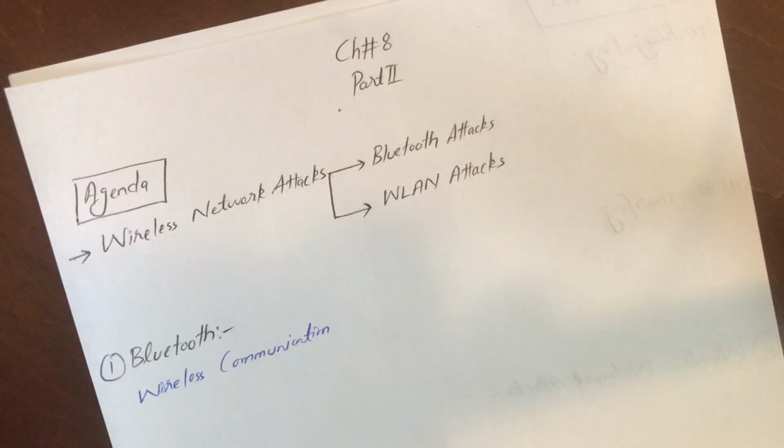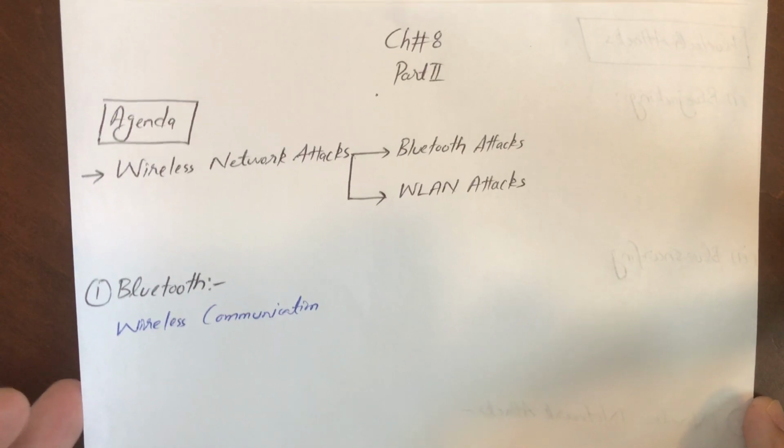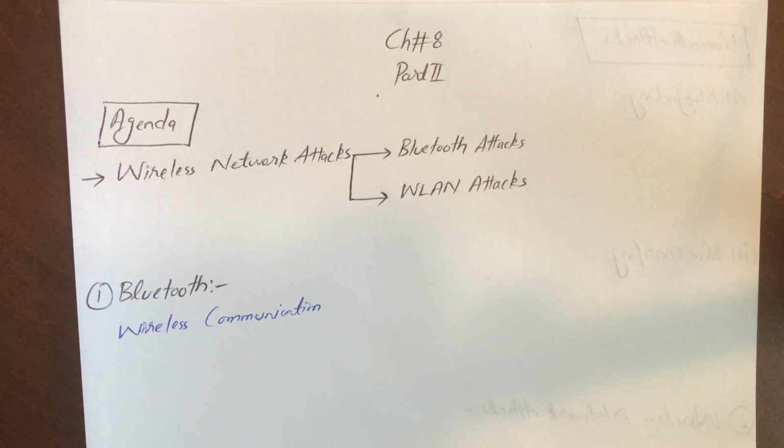Okay guys, so let's continue our chapter 8. In part 1 we discussed web application attacks. We discussed cross-site scripting and SQL injection attacks. Then we also discussed directory traversal and poisoning, including ARP poisoning and DNS poisoning.